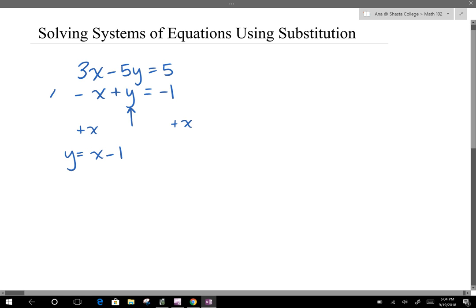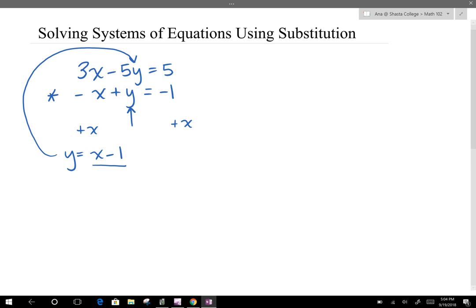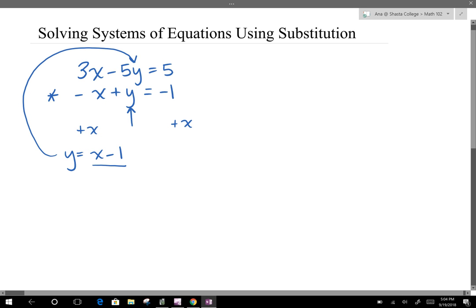Because I worked in the second equation, I'm now going to substitute what y equals into the other equation, the one that I haven't used. If I substitute into the equation that I just solved, I wind up getting a circular 0 equals 0. That doesn't make sense and doesn't help me. So here, I'm going to take 3x minus 5, and now I'm not using y anymore. I'm going to use x minus 1, equals 5. And now I have an equation in one variable, and I can solve for x.